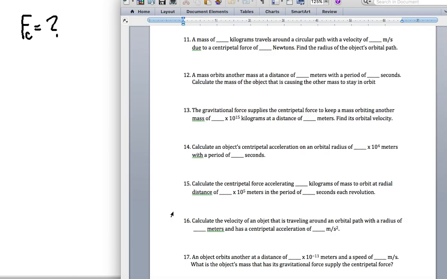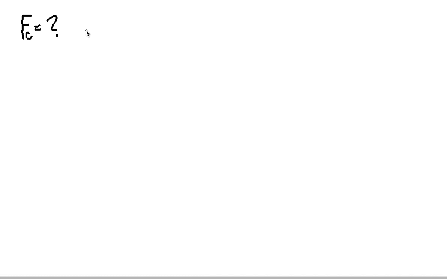Wait a minute, am I doing the right problem? Number 15, accelerating blank kilograms of mass to orbit at a radial distance of blank meters in a period of blank seconds for each revolution. Okay, yeah, I do want to do this problem. Just got things switched around here. Okay, so this is a tough one. This will probably be the toughest problem we do here.